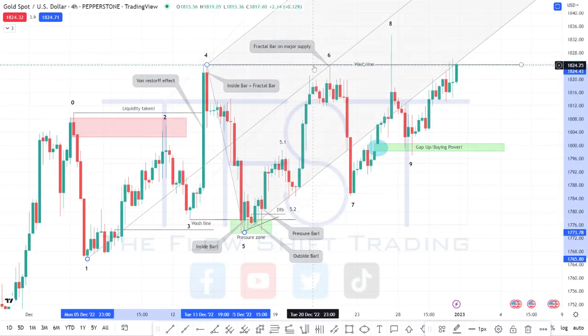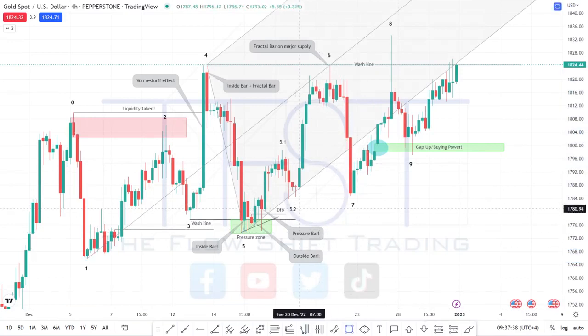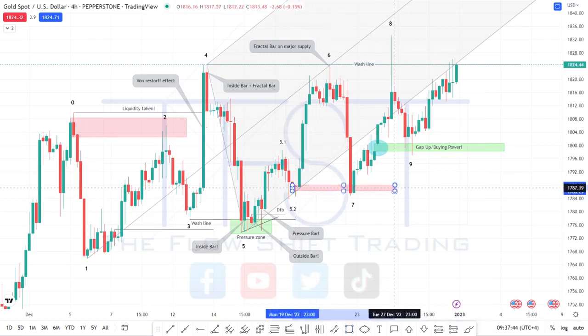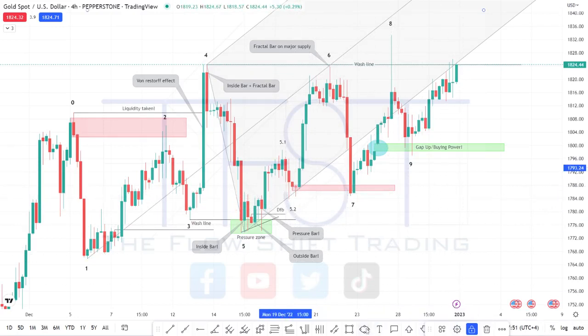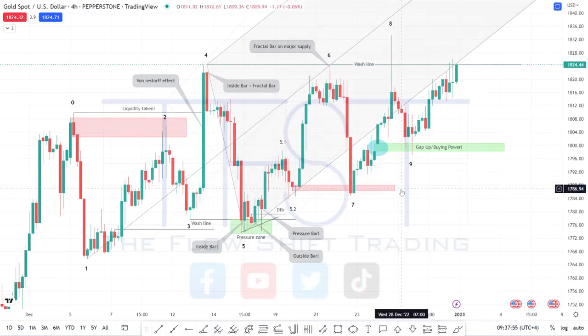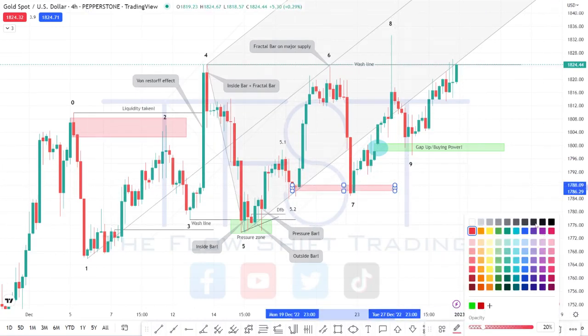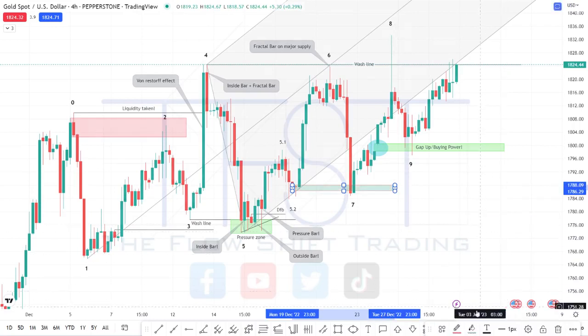Doon nag-reverse yung price. And then, saan nag-reverse ulit yung price? We have a demand zone. You can catch the inward and outward frequency. Ayun, meron tayo ditong demand zone. This is a demand zone. Balitan natin ang kulay. So this is a demand zone.